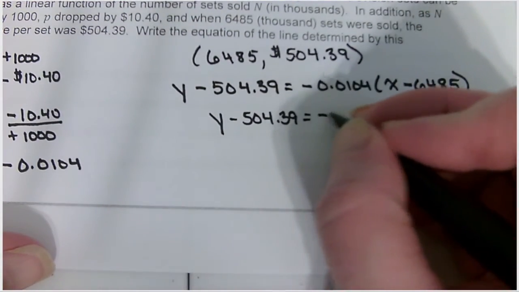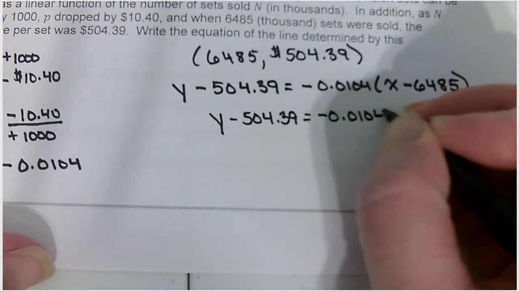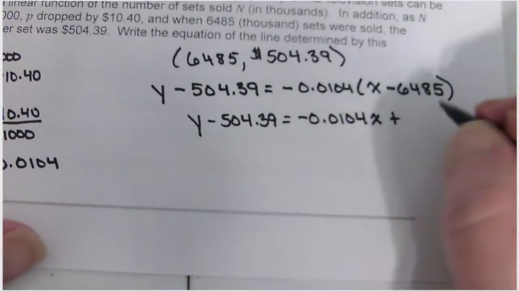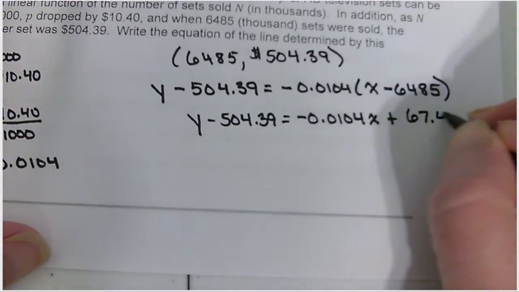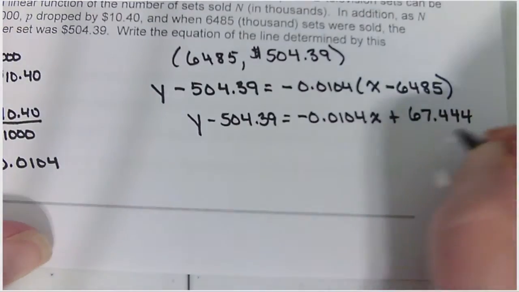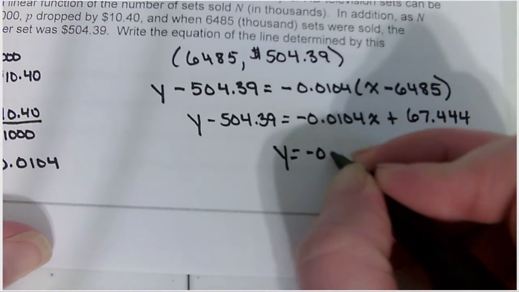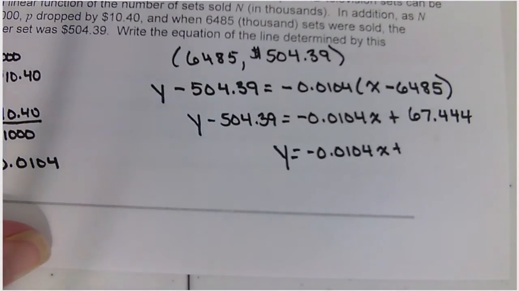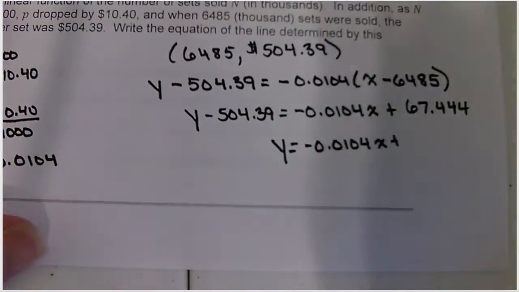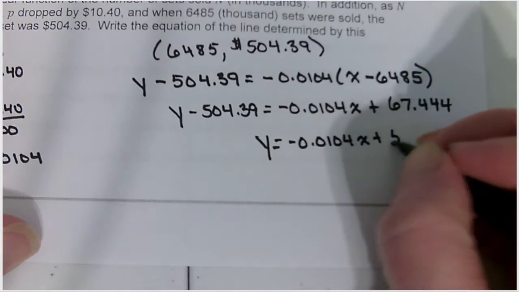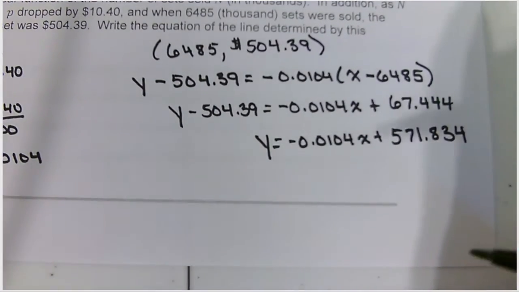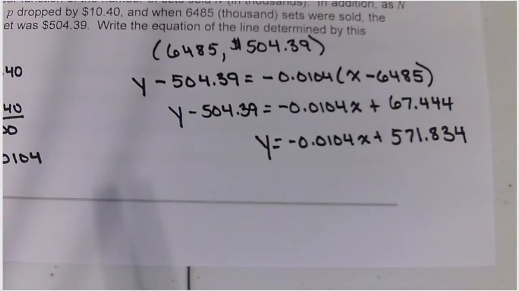Okay, so I've got plus, because negative times a negative, 67.444, and then add that over. And there we have it.